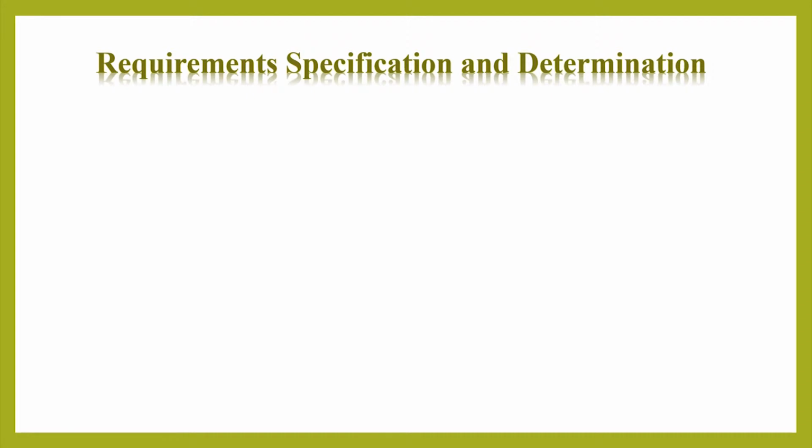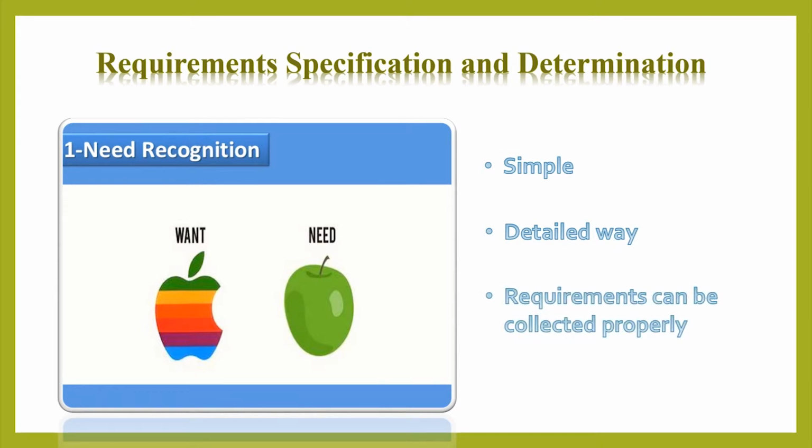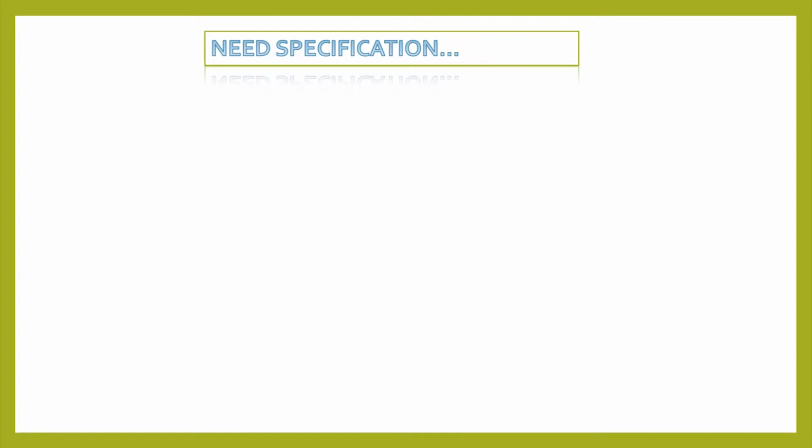First, requirement specification and determination. This phase is the most important and fundamental stage in SDLC. It is used for the recognition of the needs of the user after studying the problem. Before starting with this phase, the problem must be defined in a simple and detailed way so that proper requirements can be collected. So, the first step is to specify these needs or requirements.